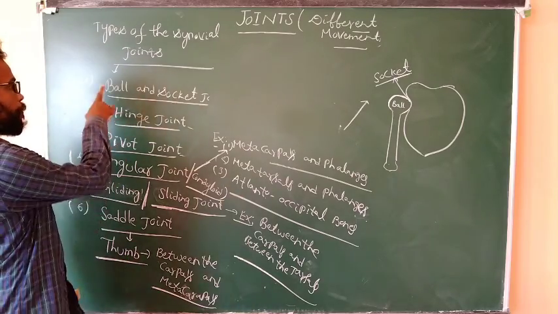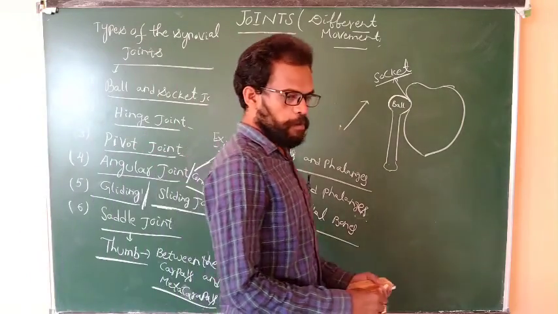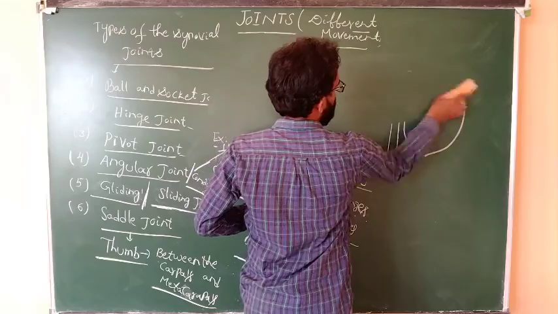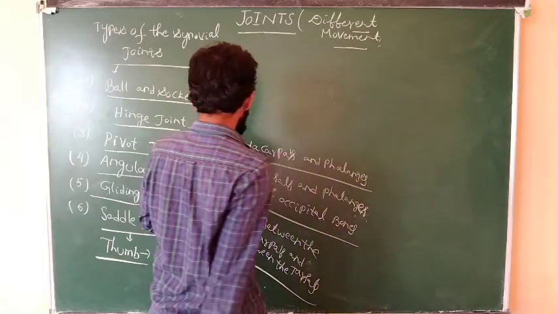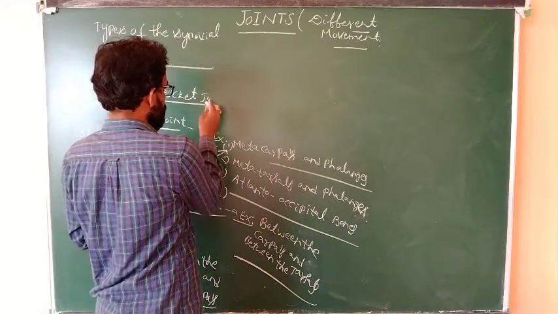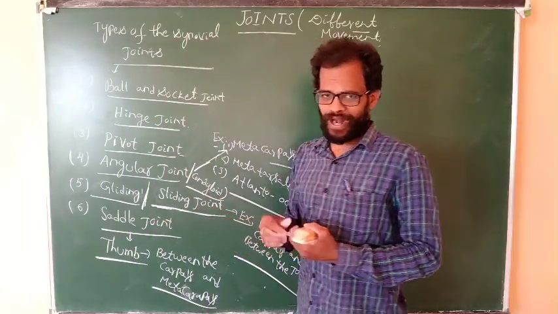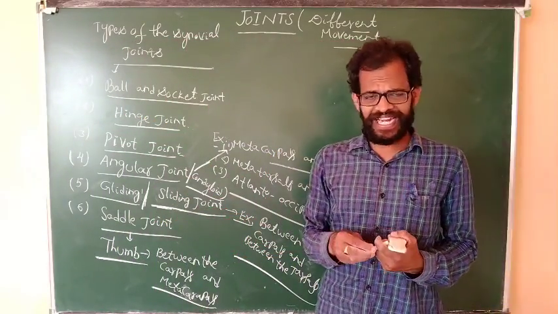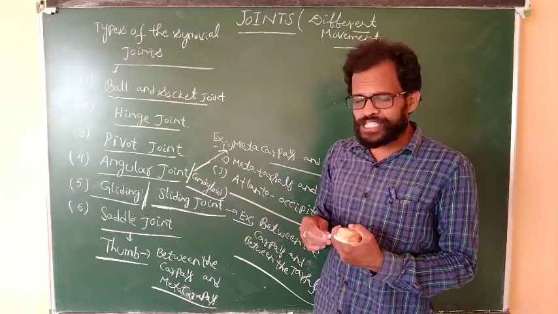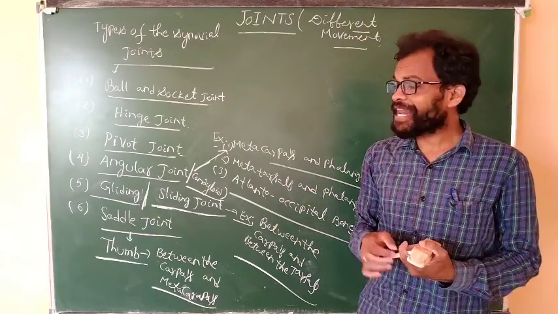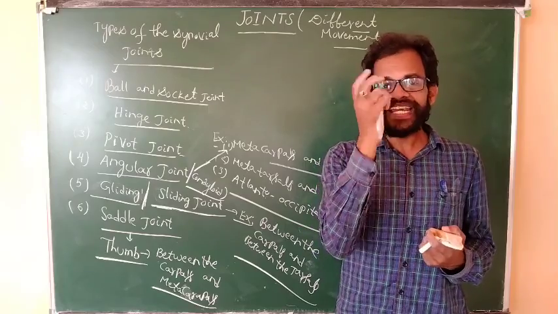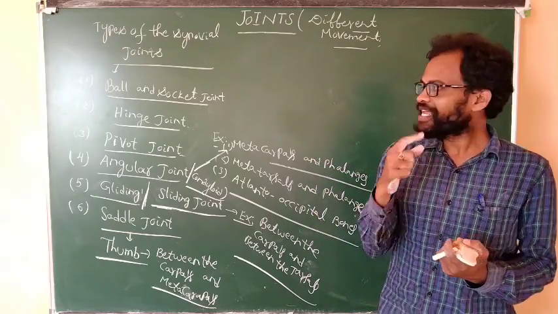Ball and socket joint. What is an example of the ball and socket joint? Shoulder joints and hip joints. Next one, hinge joint. Hinge joints means elbow joints and knee joints.